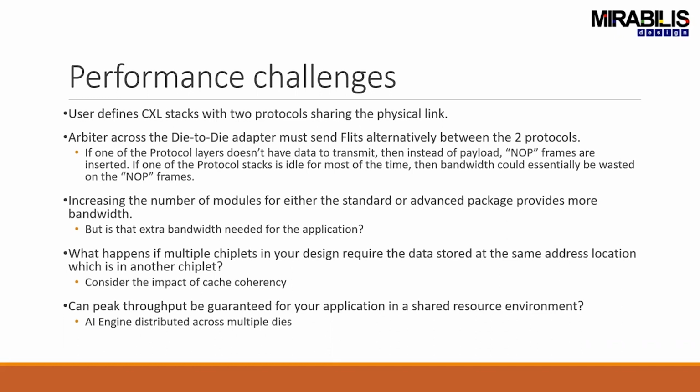So we always talk about average throughput, but what about, in this case, a shared resource? The switch essentially is allowing you access to shared resources. How do you ensure or guarantee peak throughput? Some of the future designs they're talking about is AI engines that can be distributed across multiple dies. So what happens to your performance challenge there?